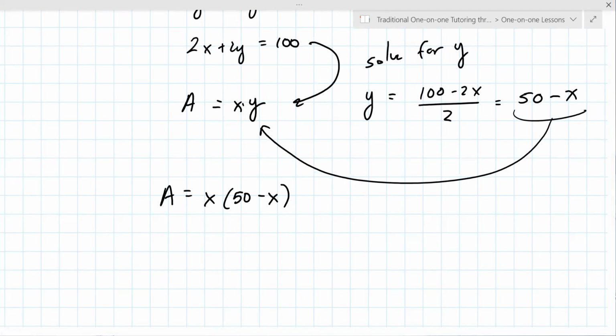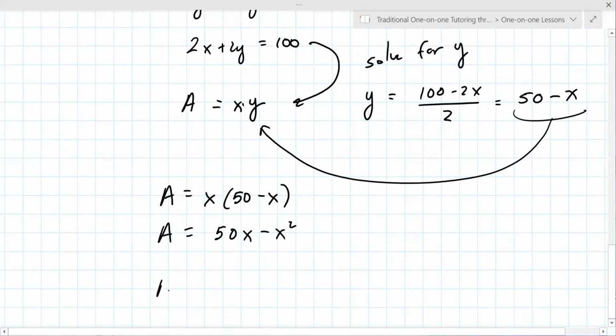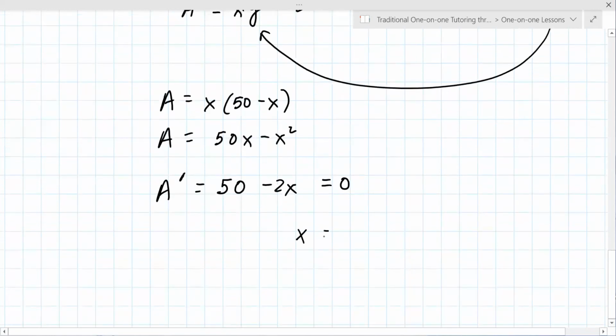And then solve for x. Well, this is the thing you got to take the derivative of, but before you do that, I would distribute in. So it's 50x minus x squared. And then now you can take a derivative. So that's 50 minus 2x. You set that equal to 0, and then you solve for x. X equals 25.